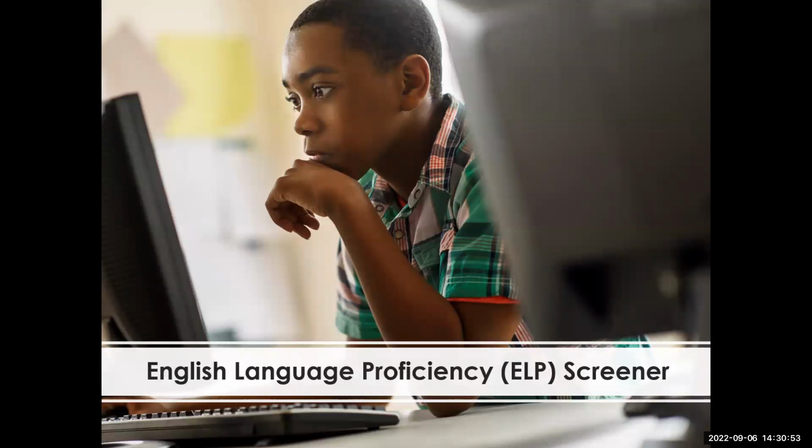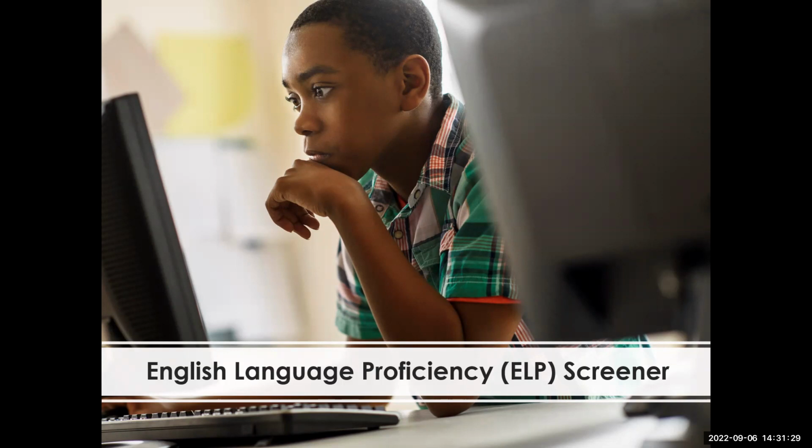The English Language Proficiency Screener, or ELP screener, is the second step in identifying multilingual learners. The tools we use are the WIDA online ELP screener for grades 1 through 12, the WIDA kindergarten screener, which is a paper-based assessment, and pre-K students may be screened using an assessment chosen by the district.